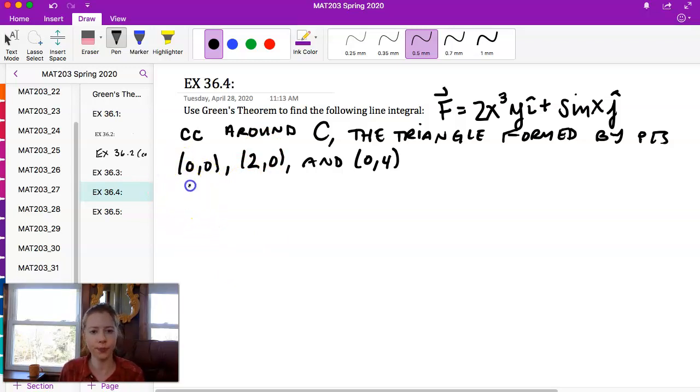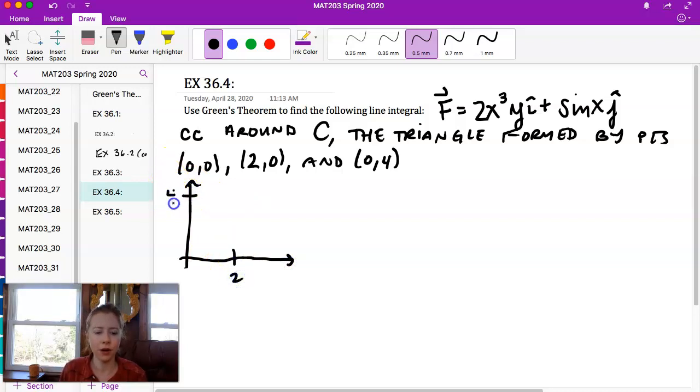Now looking at this, let's draw out our region. So this will be 2, this will be 4. It's going to be (0, 0), (2, 0), (0, 4). Okay, and we're going counterclockwise, and we have y versus x.